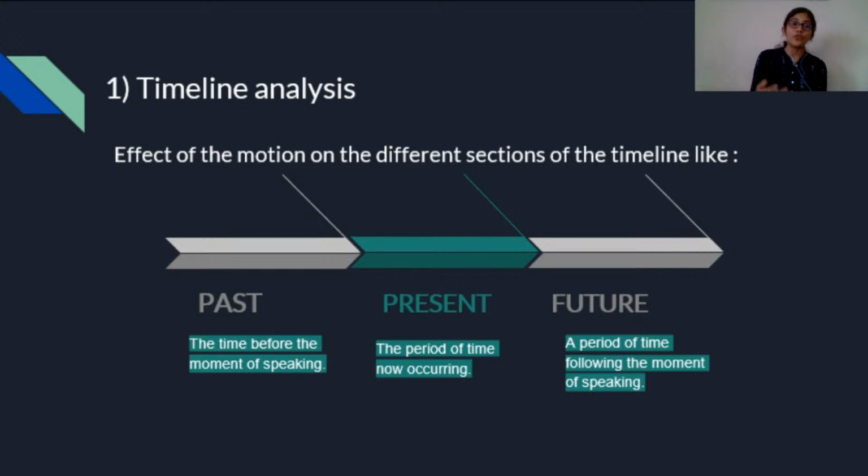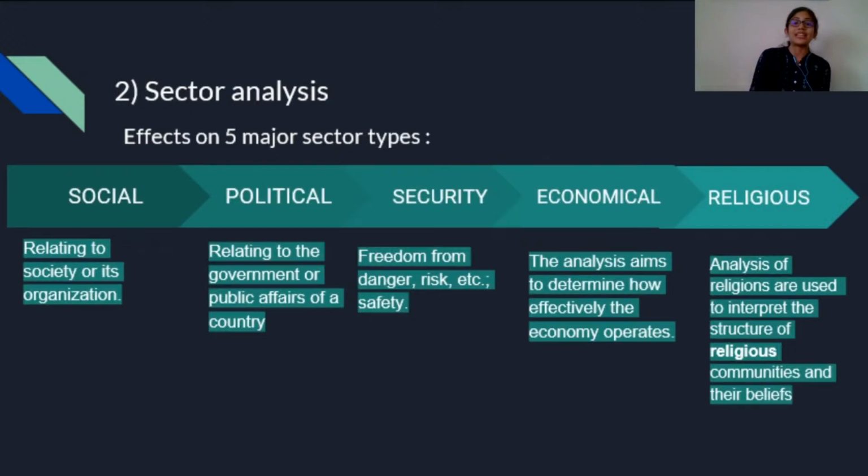So now moving over to the next slide. Now, if you have to explain how a straight pride movement is going to affect the efforts put by the people belonging to the LGBTQ community, for that you can take the help of social analysis and religious analysis. This is where you have to understand that you can also club two kinds of analysis together. Okay. So now in sector analysis, we have 5 major kinds of effects you can deal with.